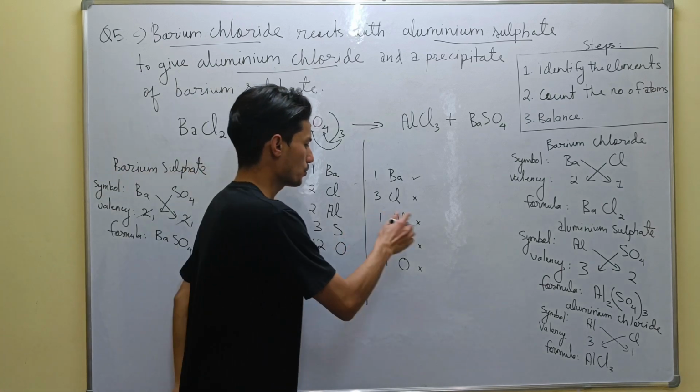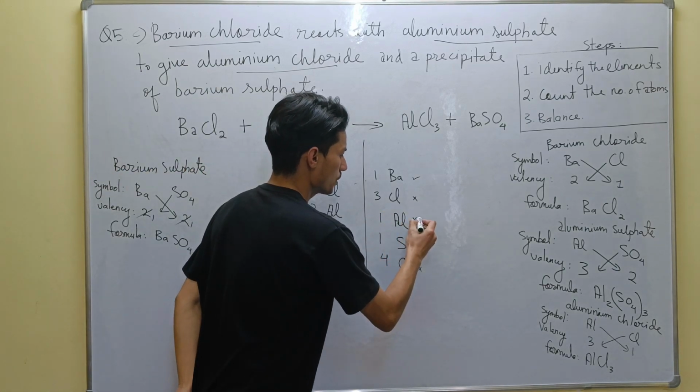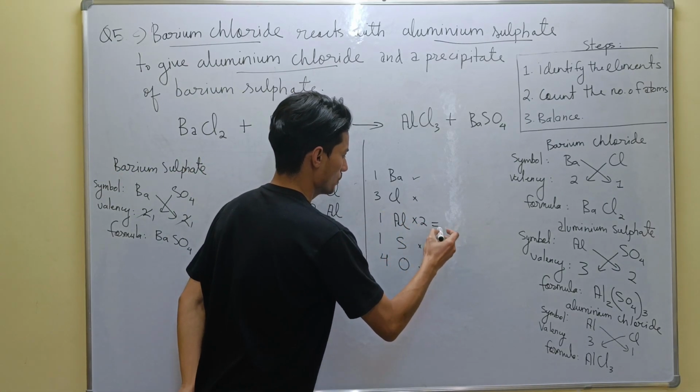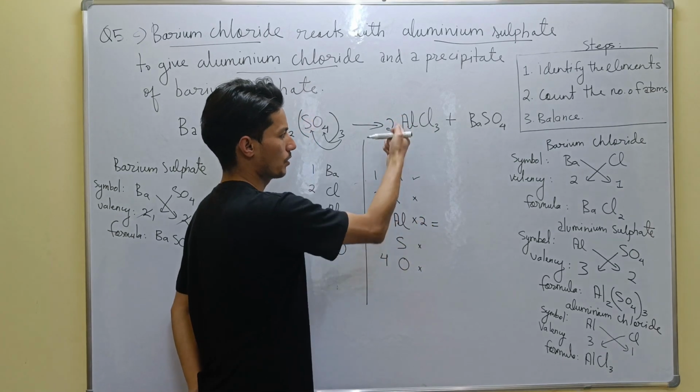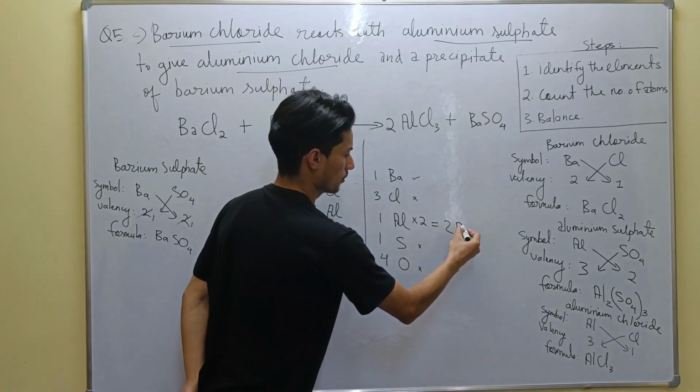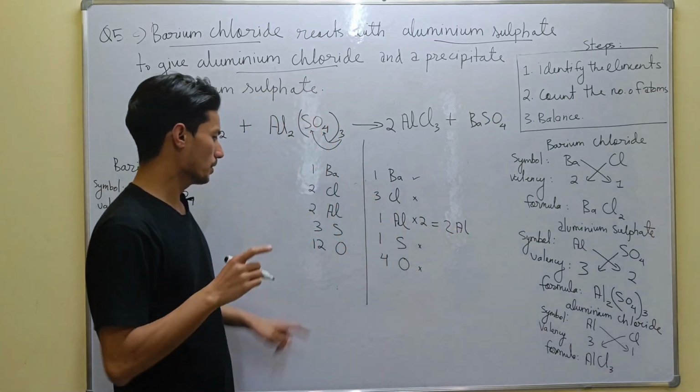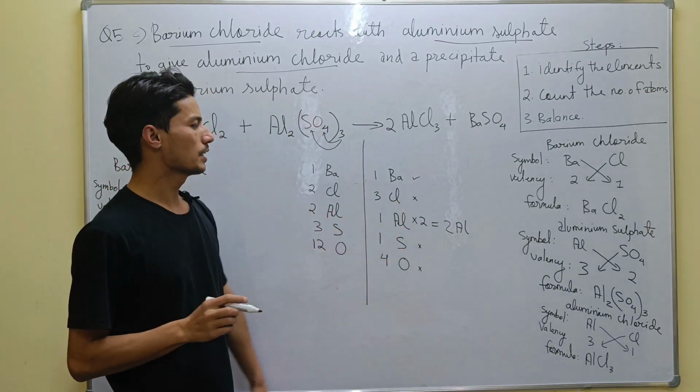So how do I make this 1 into 2? By multiplying with 2, isn't it? So by multiplying with 2, you will get 2 aluminium. That means I have to write here 2. Whatever number you are multiplying goes here. So you get 2 aluminium now. So 2 aluminium, 2 aluminium, 2 aluminium, aluminium gets balanced.